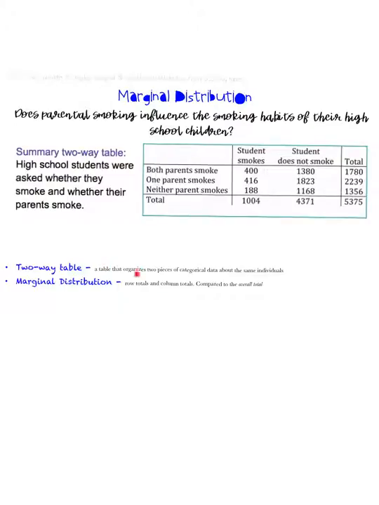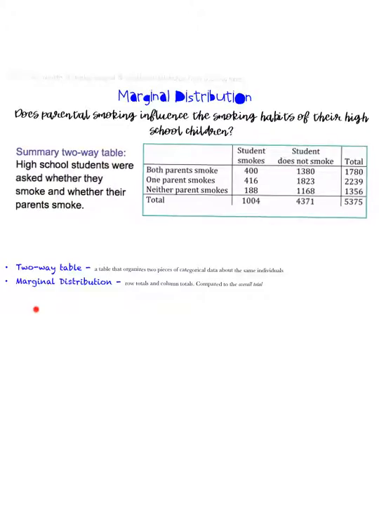A two-way table is a table that organizes two pieces of categorical data about the same individual. So this 400 represents 400 students who fell into both of those categories. This is two pieces of categorical data, so it's bivariate data.